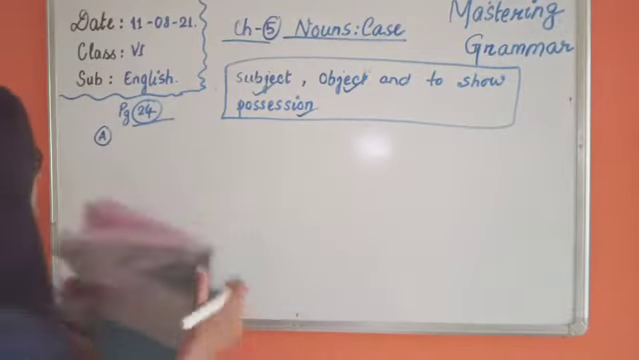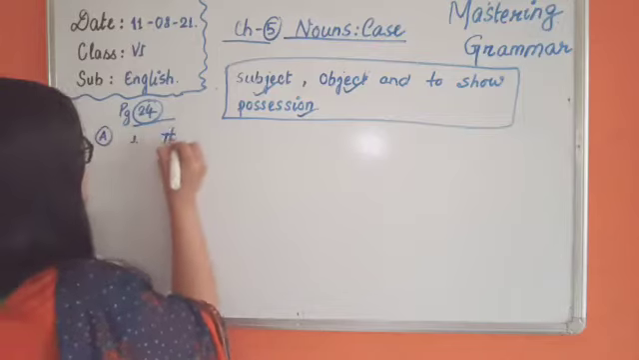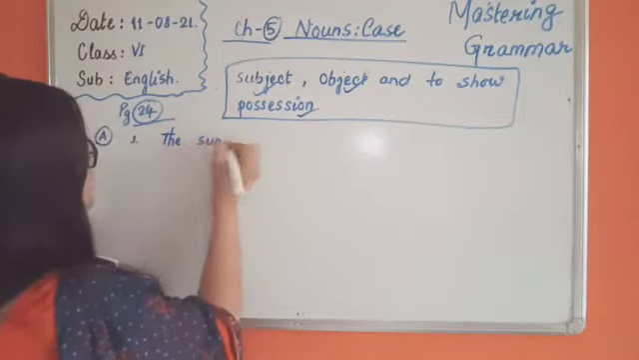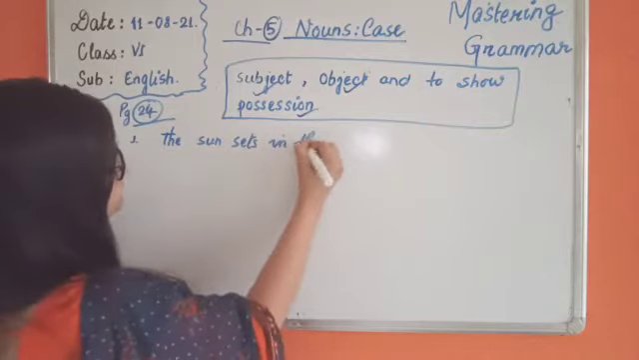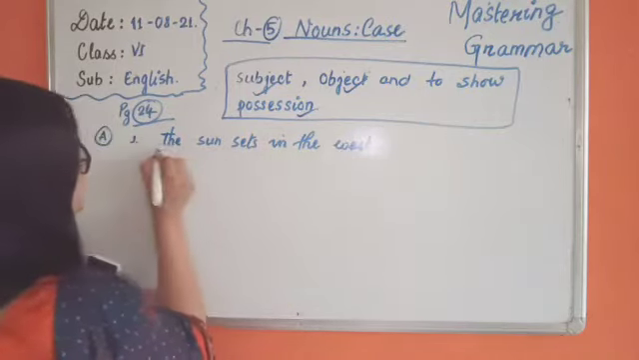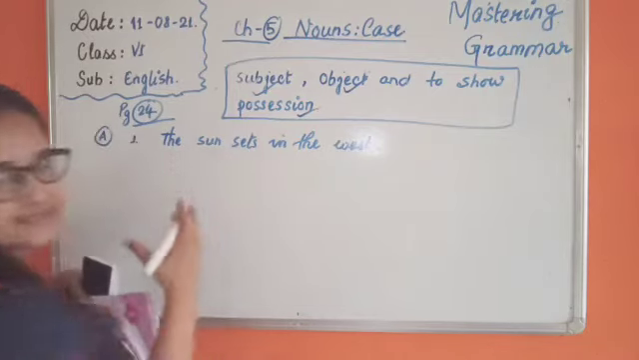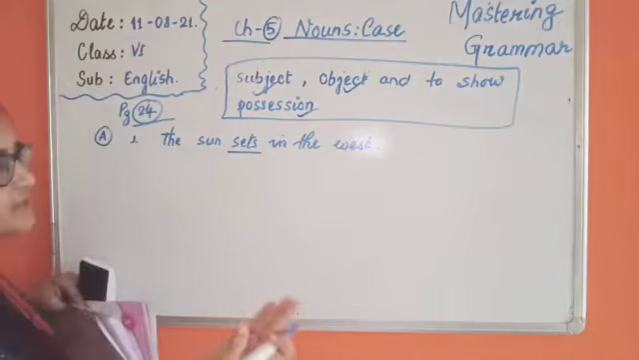The sun sets in the west. My first question: the sun sets in the west. Yes. So see, sets. What sets? I'm talking about this verb. So what sets in the west?